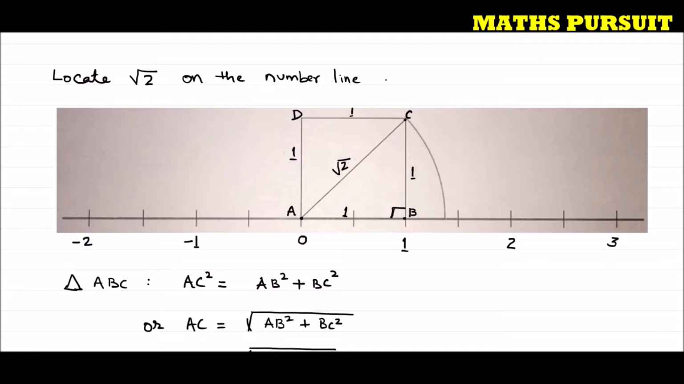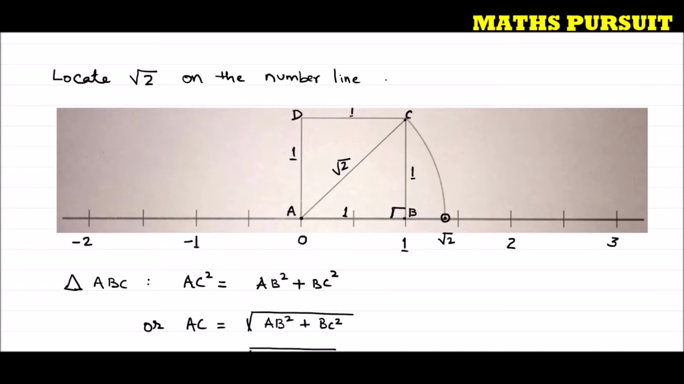Now the next step is take a compass of the length AC, keeping the pointer of the compass here, measure AC and then draw an arc starting from C and join it at E. Intersect it on the number line. The arc where it intersects on the number line, that particular point is our root 2.